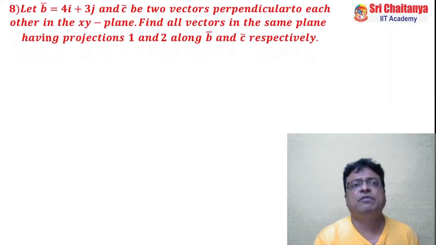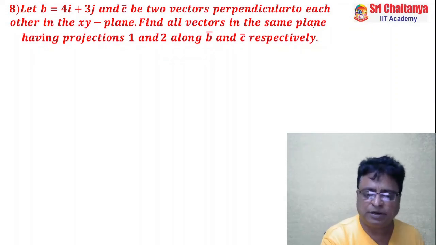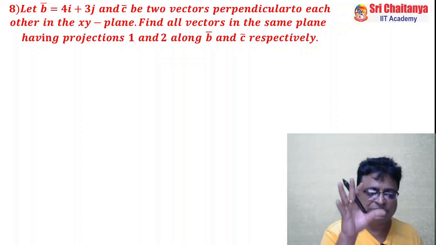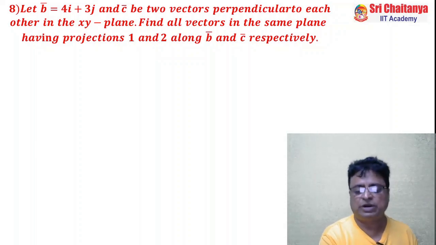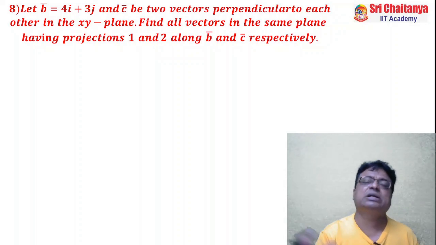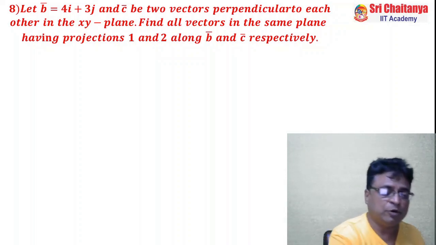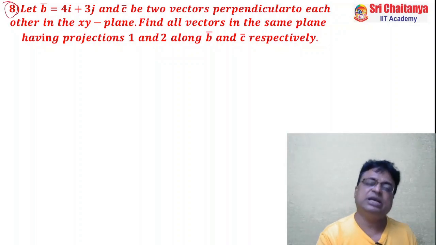Let B bar equal to 4i plus 3j and C bar be two vectors perpendicular to each other in the xy plane. So don't worry, it is a question based on the xy plane only. In regular vector algebra, and regular coordinate geometry also, you can solve this problem very easily. You imagine the corresponding diagram on paper, then you will get the answer very simply. Moreover, this question was asked in one of the IIT JEE examinations.